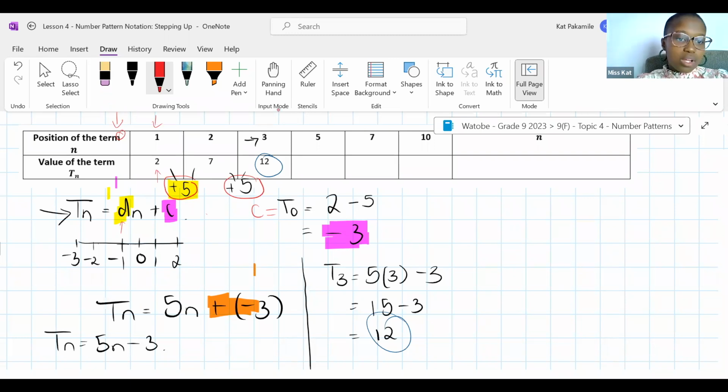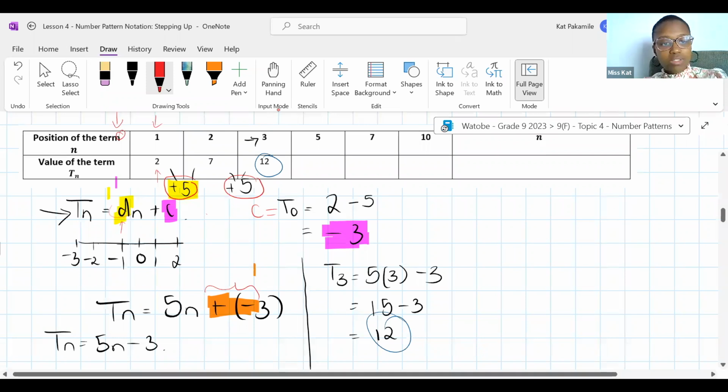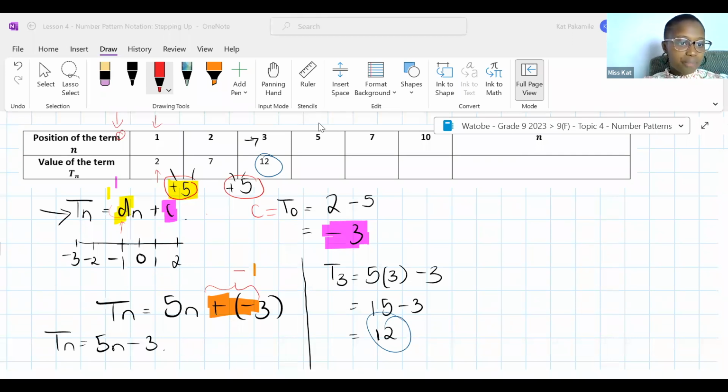Now you just substitute. Where there was a D, you put 5, and where there was a C, you put negative 3. But then we have this situation with the plus and minus, positive and negative integers. When you multiply a positive and a negative, you get a negative. That's why I simplified it to 5n minus 3. I hope you understand. Now we can complete our table quite easily, isn't it, guys?